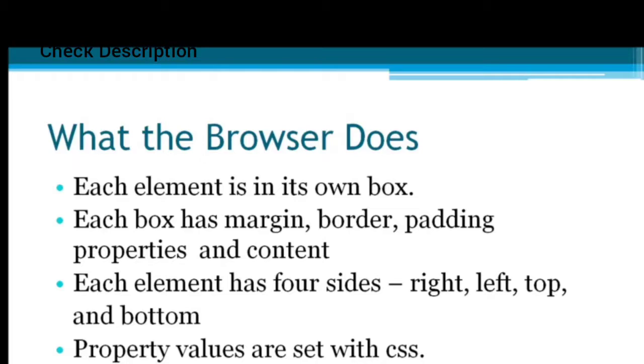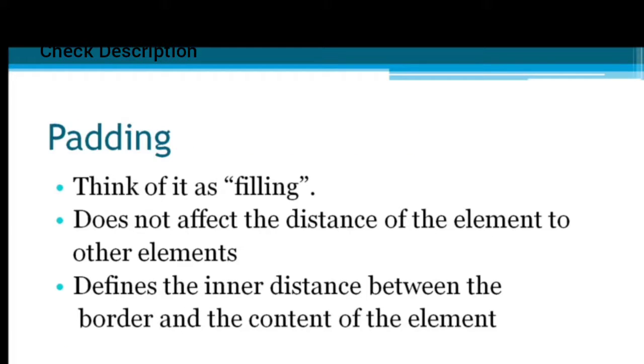Now what the browser does. Every element will be in its own box and every box will have its own margin, border, padding properties and the content. Also every element will have four sides, that is the left, right, top and bottom. And whatever property values we have to set for margin, border and padding, we have to set it using CSS. The browser will apply whatever rules have been specified in the properties and the element will be affected.